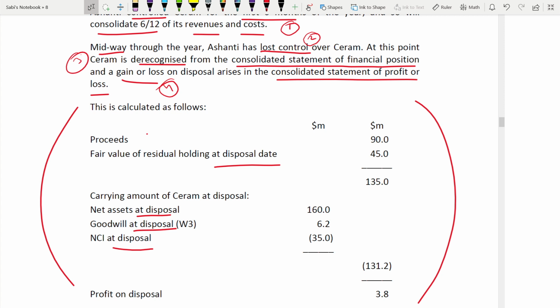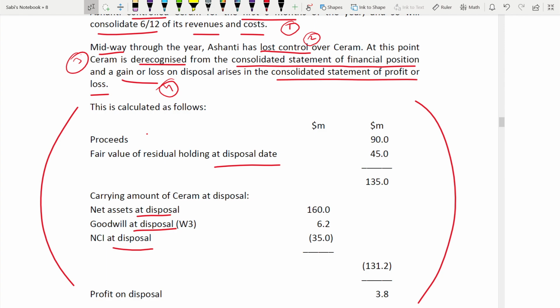So when we are losing control, what should we do? We are de-recognizing the goodwill which we have calculated initially. When we acquire, there's a goodwill, so that goodwill needs to be de-recognized now. Why? Because we are selling it and we are losing control. So that goodwill at the date of the disposal also you have to calculate, to de-recognize it. And NCI also at disposal we need.